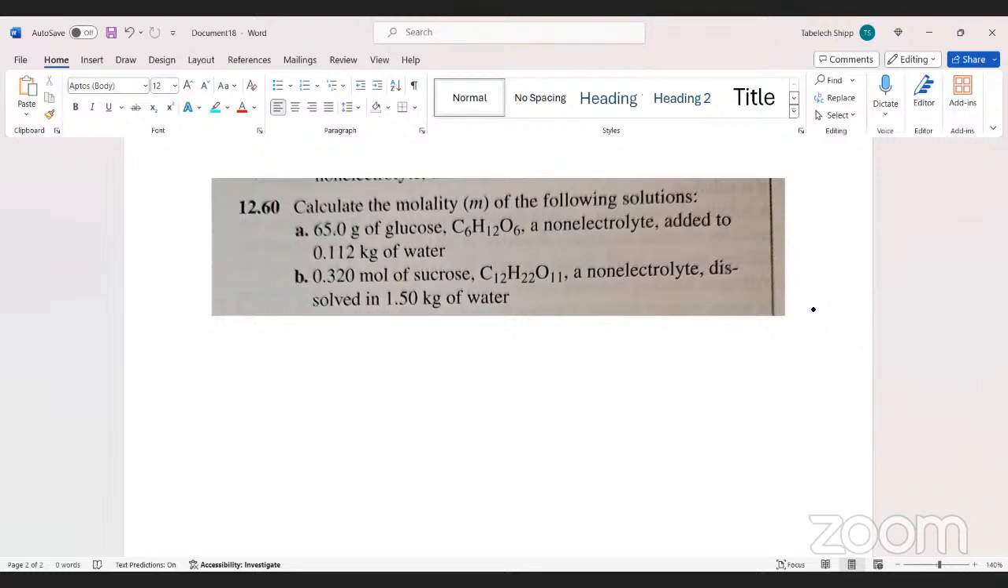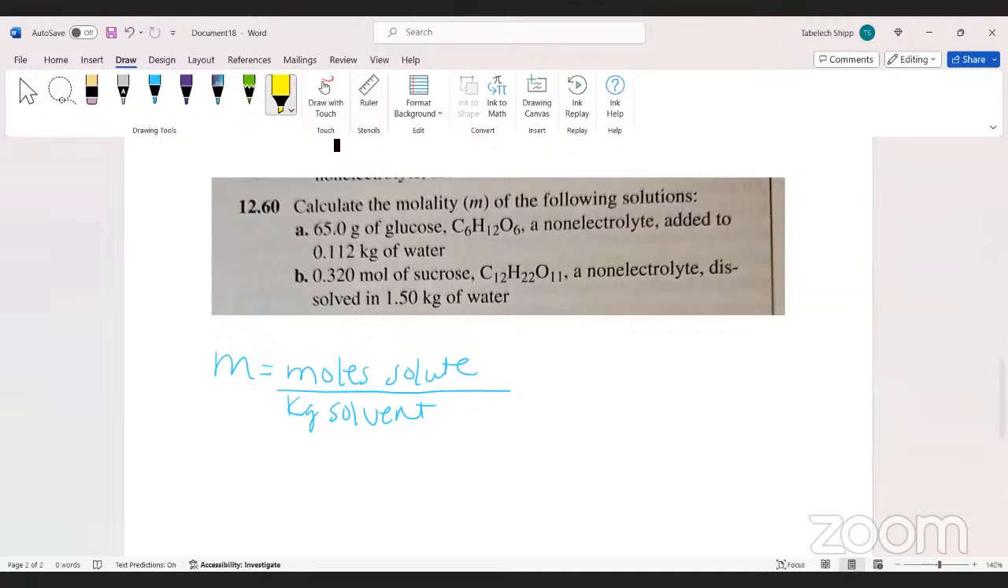All right, so we're gonna look at 12.60, letter A. If we're calculating the molality, remember molality is equal to the moles of your solute divided by the kilograms of your solvent. So if you look at your problem, they're telling you that you have 65.0 grams of glucose. So you know that that is your solute. Let's identify that. That is your solute right there.